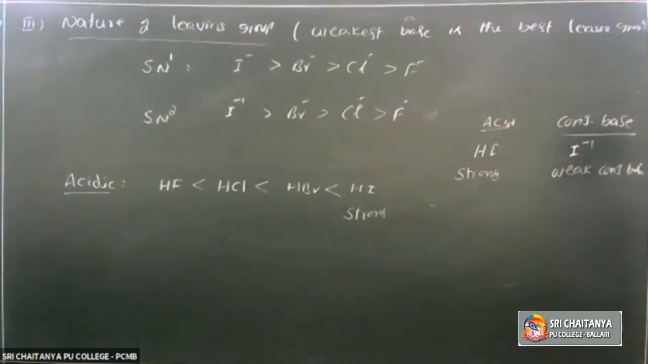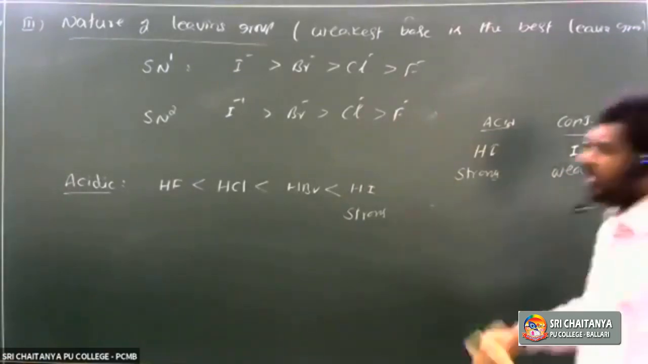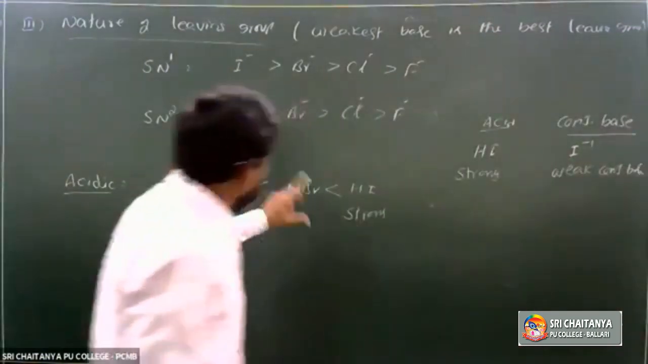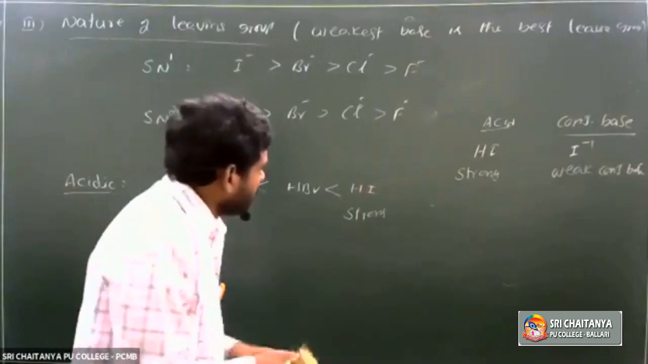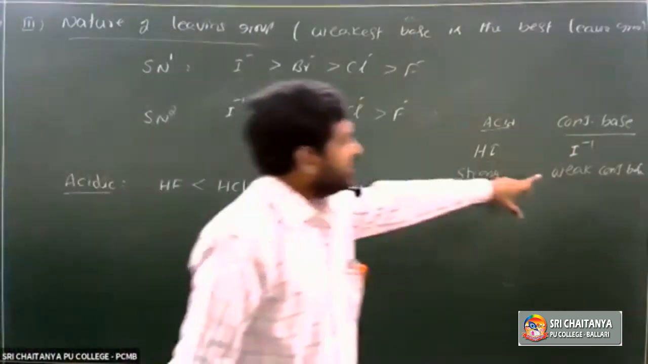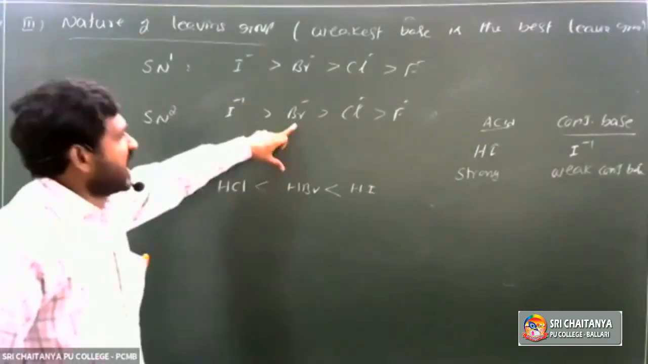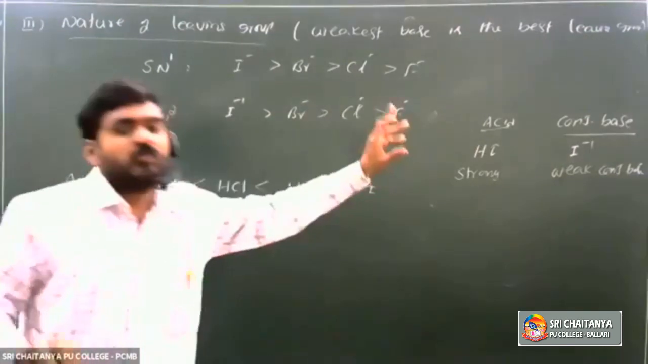It is a weak base. If an acid is strong, its conjugate base is weak. So HI is the strong acid. From HF to HCl and HBr to HI, acidic strength increases. Hence, I minus is the weakest conjugate base. So it is the best leaving group, then bromide, then chloride, then fluoride.